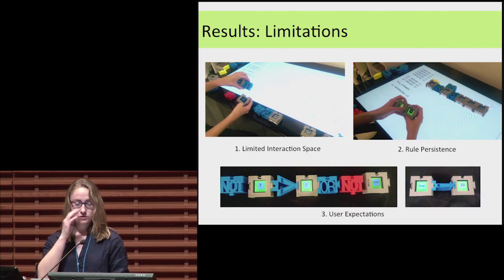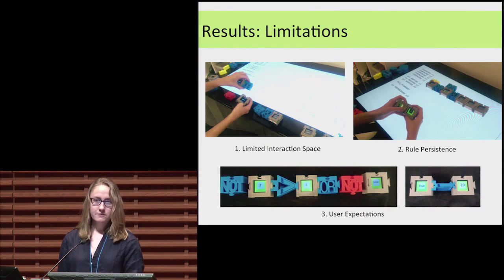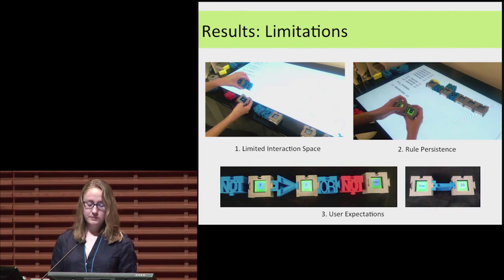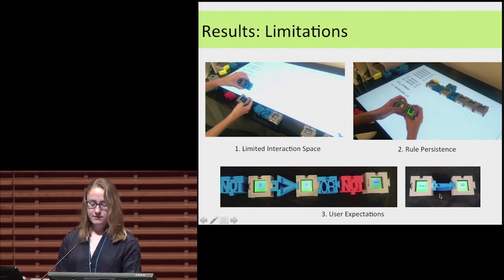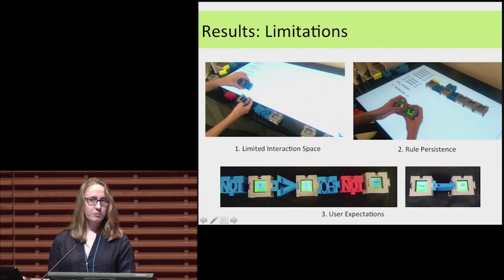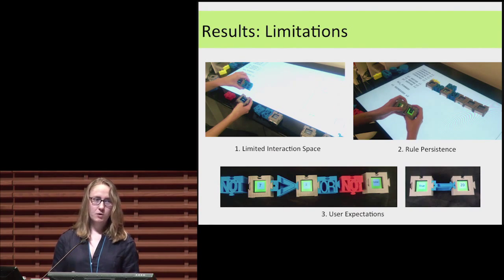Another limitation was user expectations. For the logical test, we noticed users putting the not block next to the thing it was negating, because that's where not goes in a sentence. Even though if you look at the block shape, it shows that the not should be connected to the top. Users also had trouble with the if-then. Most figured out that if-then was indicated by this arrow, but all groups were also looking for an if block. Because the sentence had an if, they wanted the rule to have an if as well.